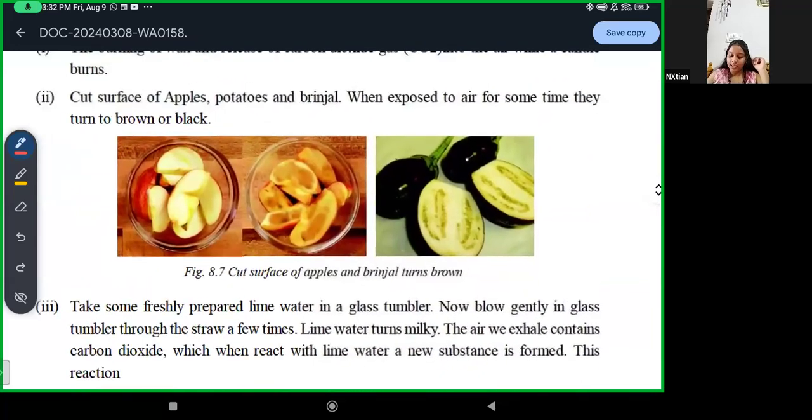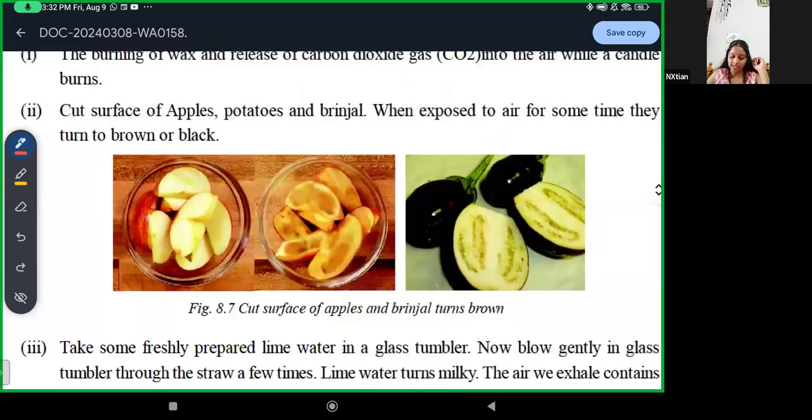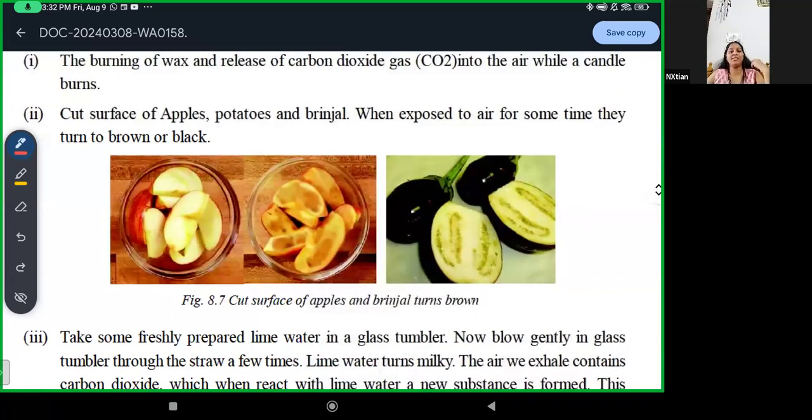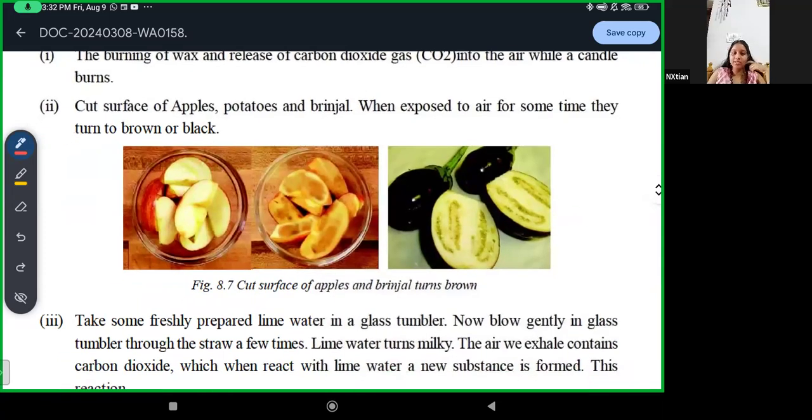Then have you seen when we cut fruits and keep them in the air for some time, they become brownish? The surface turns brownish slightly. This also happens because they react with the oxygen present in the air. The gas is present in the air. All right. The fruit reacts with it. So they change their color.